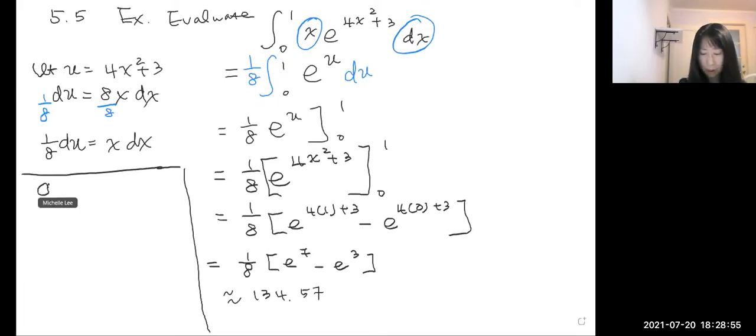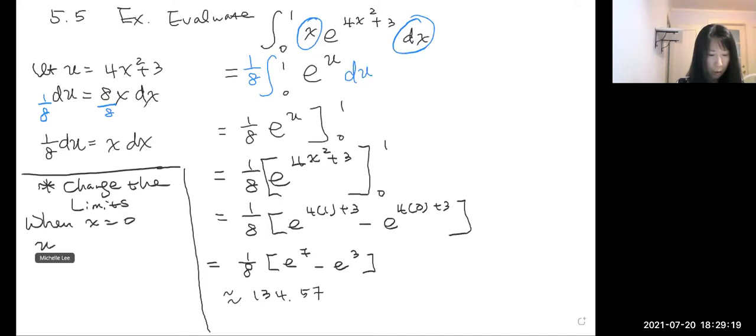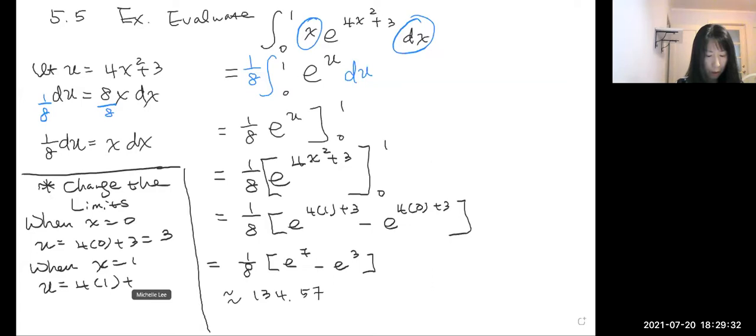And then we have u equal to 4x squared plus 3. I'm gonna show you changing the limits. But 0, 1, as I said, 0, 1 is always easy. Just keep that, right? We change the limit if there is a not nice number. All right, so when x equal to 0, u equal to 4 times 0 plus 3, which is 3. When x equal to 1, u equal to 4 times 1 squared plus 3, which is 7.